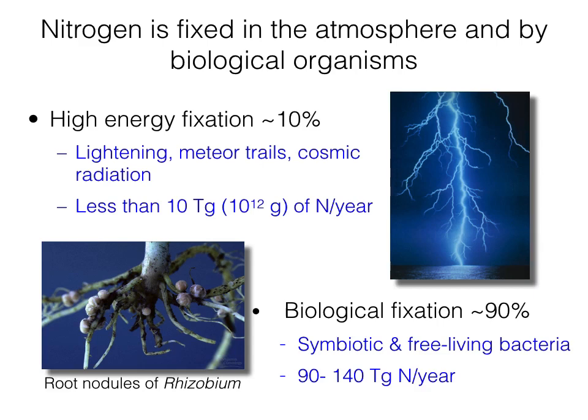Once those legumes die, that nitrogen that was derived from the atmosphere through these symbiotic bacteria is now available to other organisms in the system. Free-living bacteria like Azotobacter also are involved. In terms of amounts of nitrogen, we're talking about between 90 and 140 teragrams of nitrogen converted per year through biological fixation.